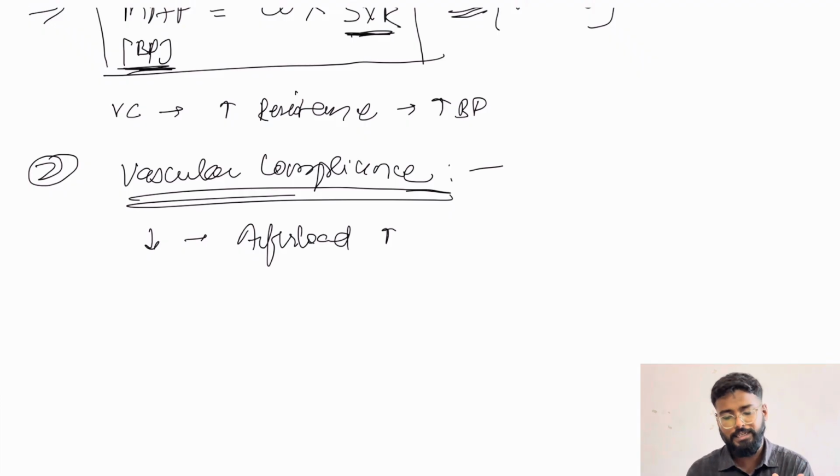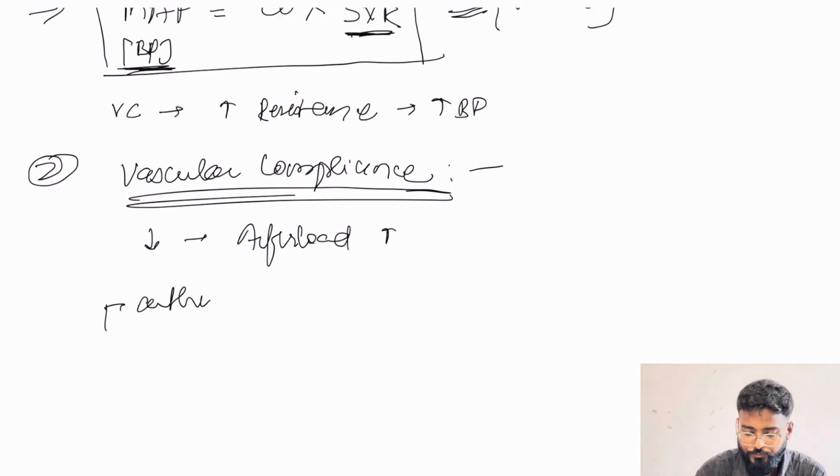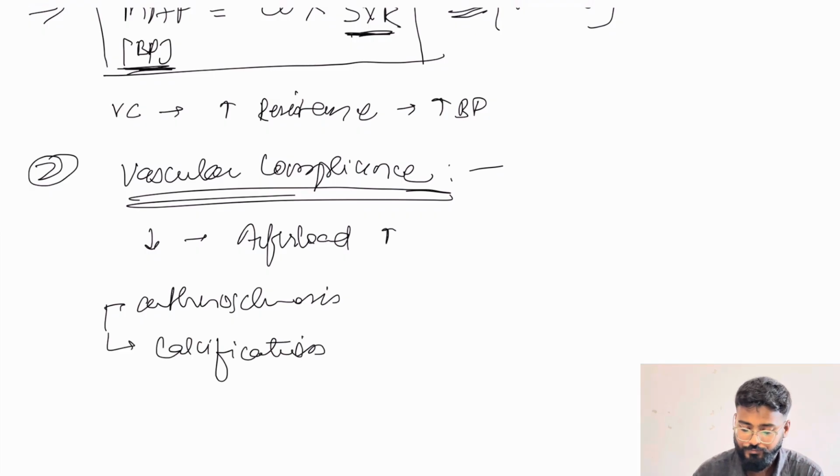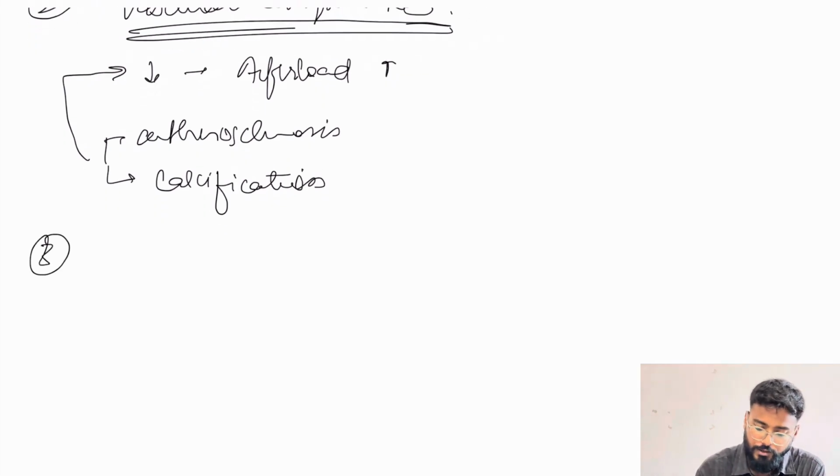So if the arteries are stiff, like in case of atherosclerosis or calcification, this in turn is going to decrease the compliance of your blood vessel, decrease the vascular compliance, which in turn is going to increase your afterload. What is the next contributor to your afterload? In order to understand this, first we need to understand Laplace's law.